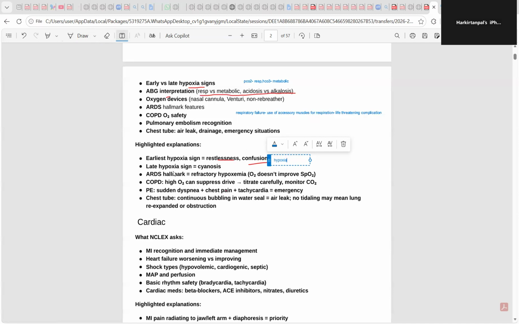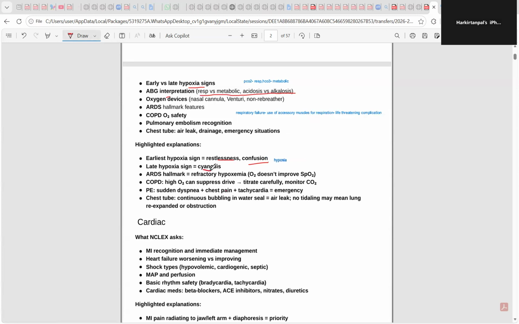And what is the late sign? That is the earliest signs. Okay, what is the late sign? Cyanosis. Cyanosis means bluish discoloration of the skin and mucous membrane. That is the late sign of hypoxia. But next one, acute respiratory distress syndrome.